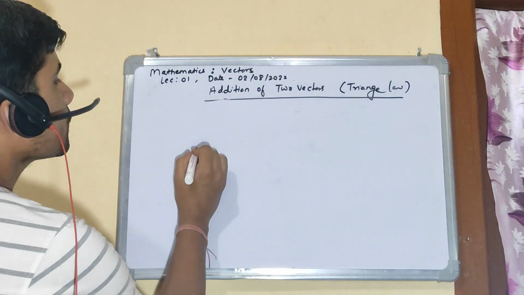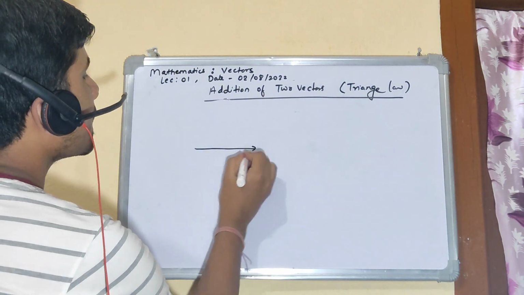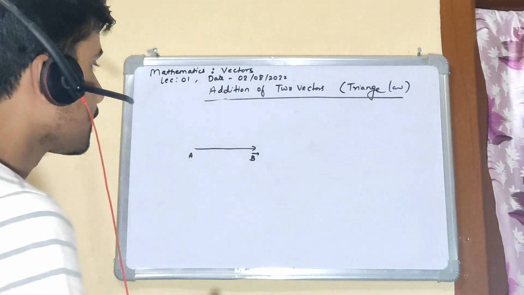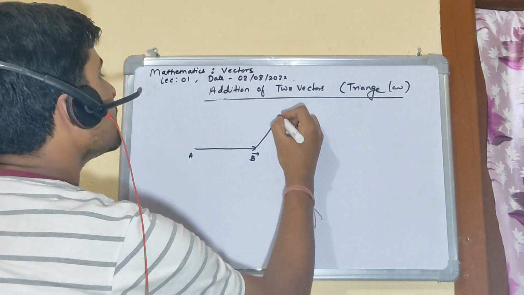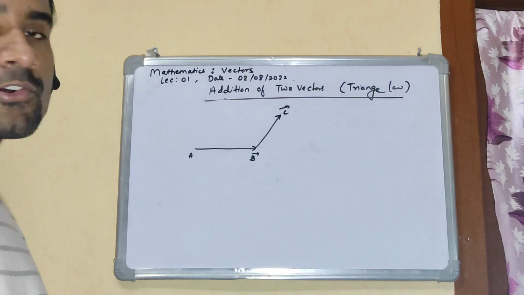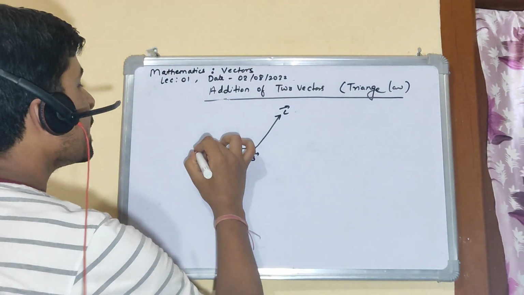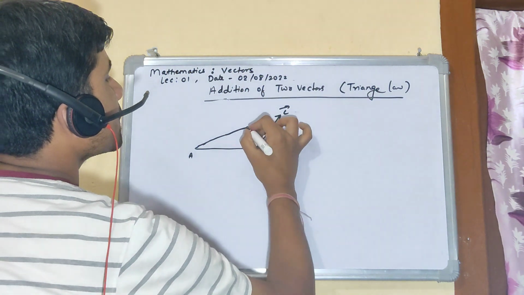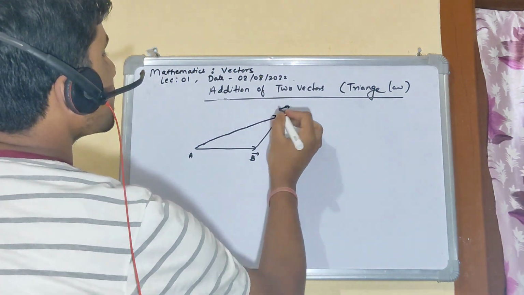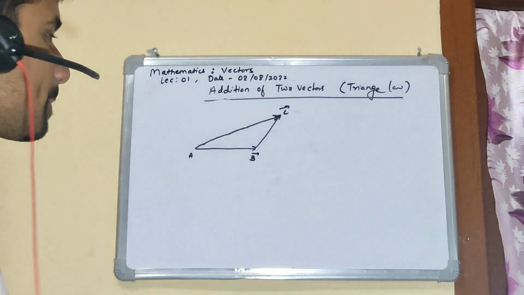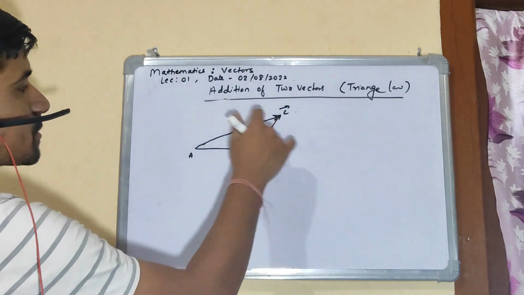So let's say we have AB vector, right? And then we have, let's say, BC vector, right? So how will the resultant vector look? It will look like from A to C. This is the resultant vector. Please pardon my diagram. Okay. Now, can I project this BC to this point?